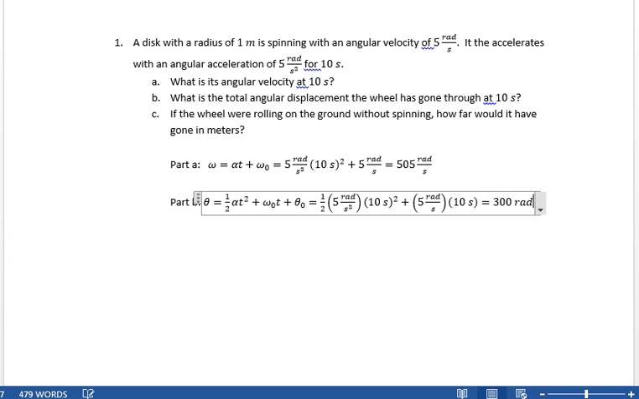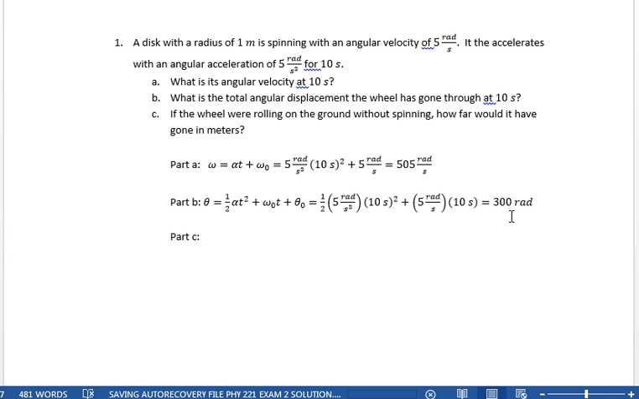radians, right? Okay, part C: if the wheel were rolling on the ground without slipping, how far would it have gone in meters? So the displacement in meters is theta times the radius, right? The circumference of a circle is 2 pi r, and the distance you go around in meters is theta times the radius. So we got 300 radians times 1 meter radius, so 300 meters. And that's it for problem 1.